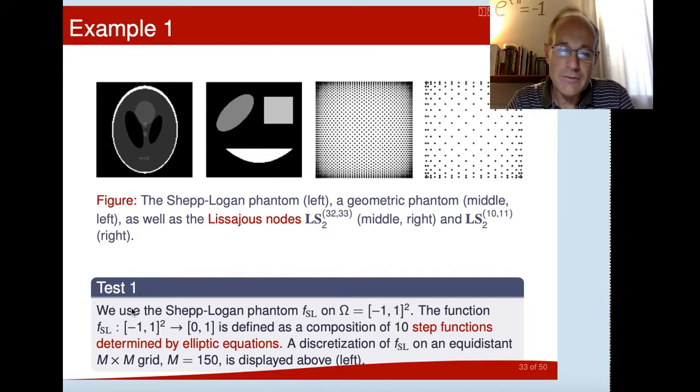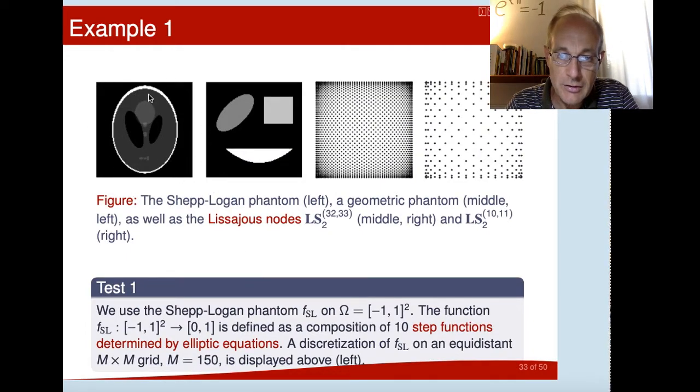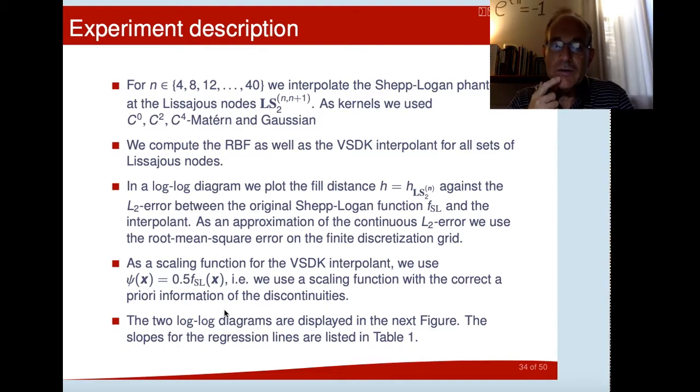So the first test was the following. We use this Shepp-Logan phantom, which we call f_SL, an object that stays in the [-1,1] square. The function f_SL is defined as the composition of 10 step functions. In fact, there are 10 ellipses inside here. A discretization of f_SL on an equidistant grid made by 150 times 150 points is displayed above on the left. So this is a discretization of our phantom using this grid. The experiment was done in the following way.